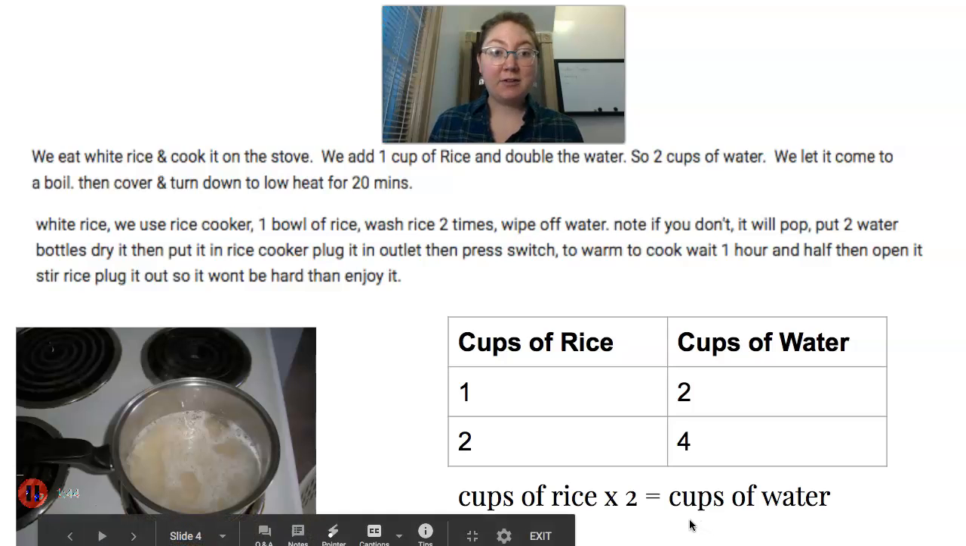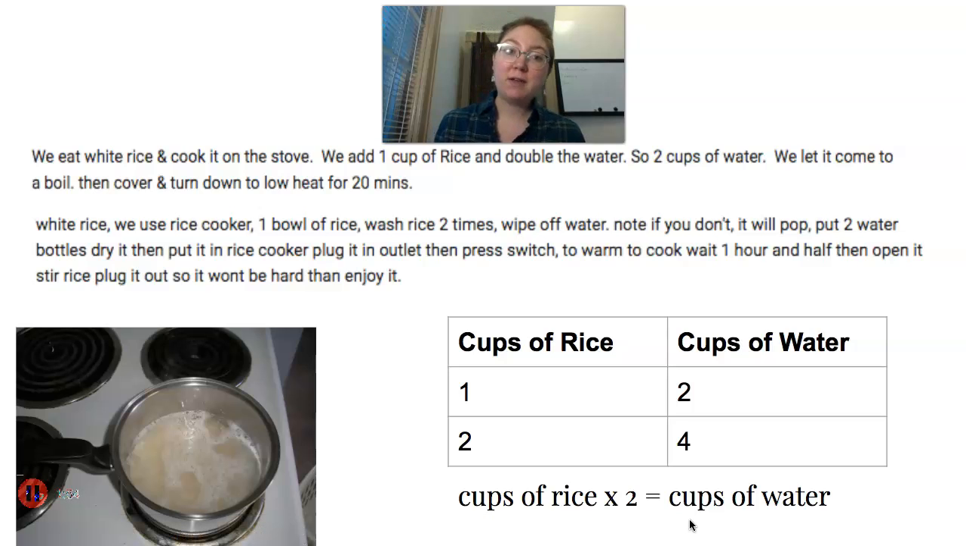Okay, here's another example. These two were kind of similar, which is why I put them together, even though one of them cooks it on the stove and one of them cooks it in a rice cooker. But for both, they add 1 cup of rice and then double the water. So if you have 1 cup of rice, you would have 2 cups of water. If you had 2 cups of rice, you would have 4 cups of water. In the second example, they weren't measuring with cups. They measure with bowls and water bottles, but it's still the same ratio. So you would take the cups of rice or the bowls of rice and multiply by 2, and you would get the cups of water that you need to add.